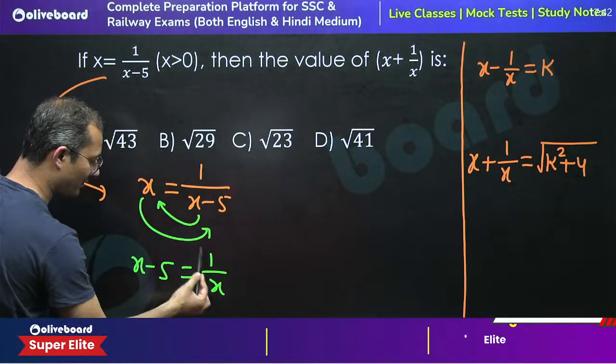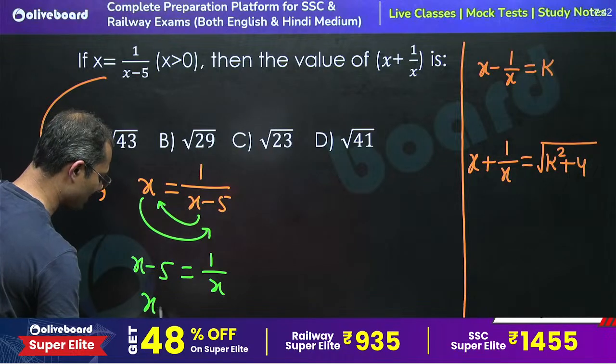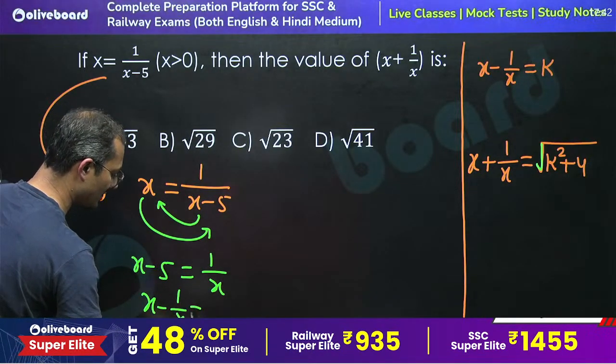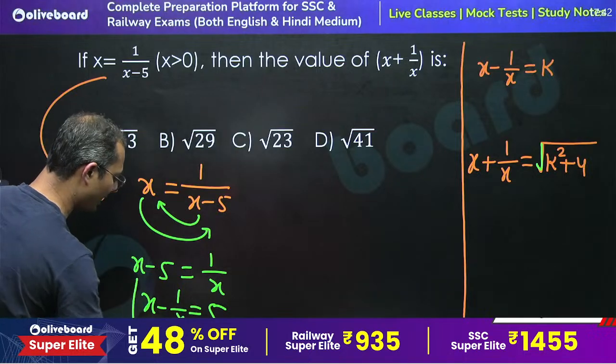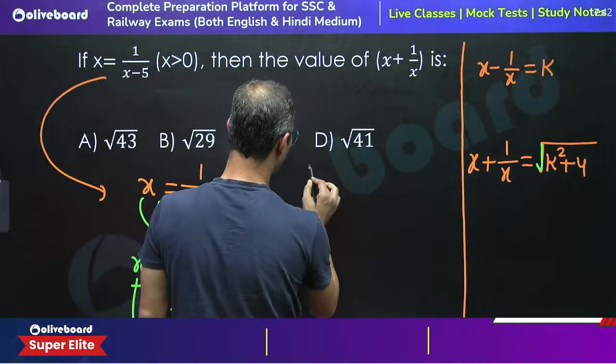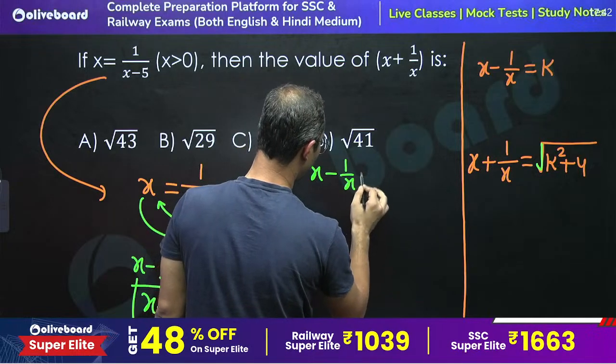So now transfer 1 upon x to the left side. So x minus 1 upon x, and transfer minus y to the right side. So here we will get x minus 1 upon x is what? 5, right? So now we have x minus 1 upon x is equal to 5.